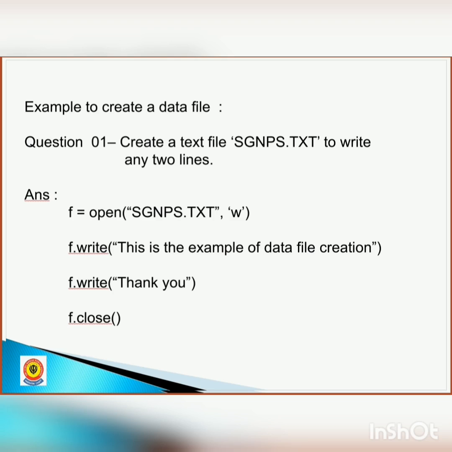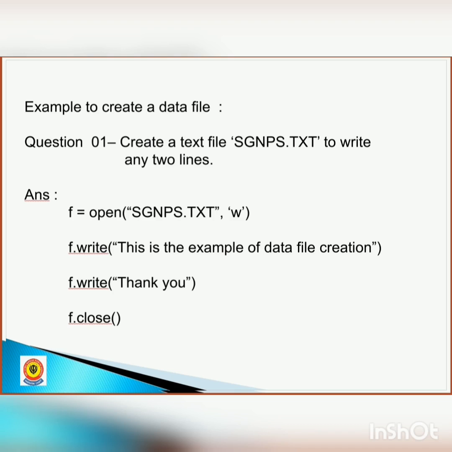In first line of the answer, we are creating file object F and opening the file in writing mode. W stands for writing mode. After that we are using the file object along with the write function to write the first line. Same as we are writing the second line also, and when writing is over we are closing the file. This way you can create any data file.